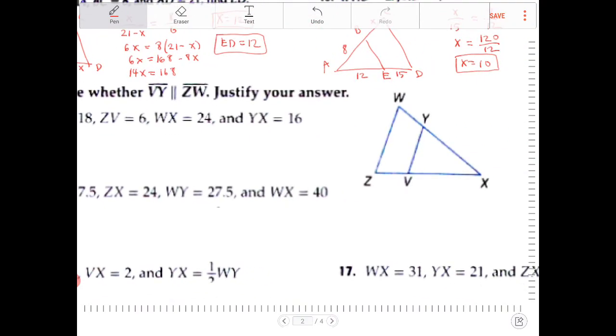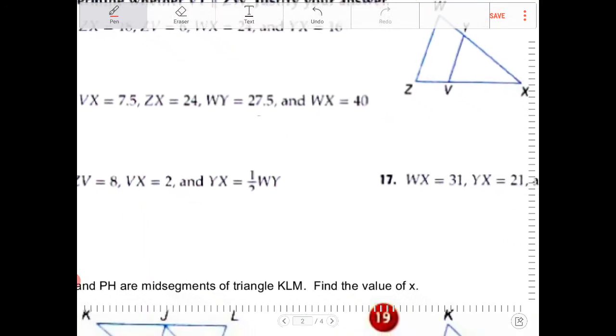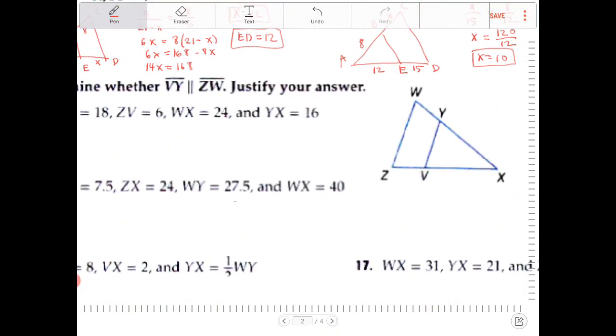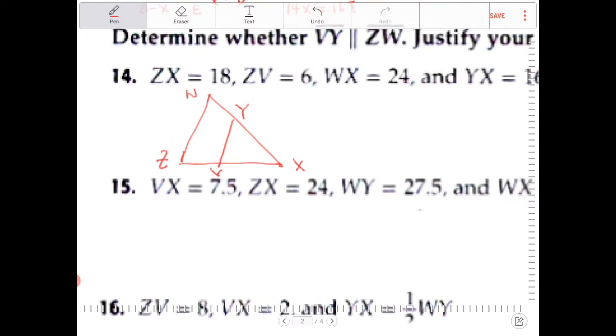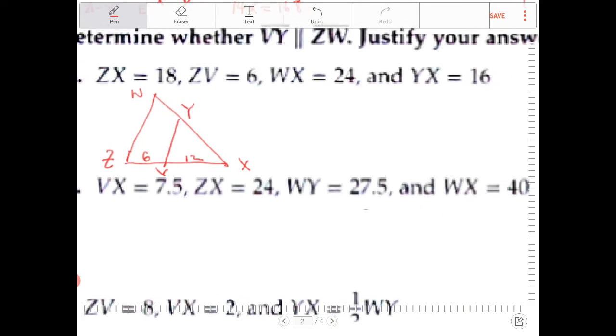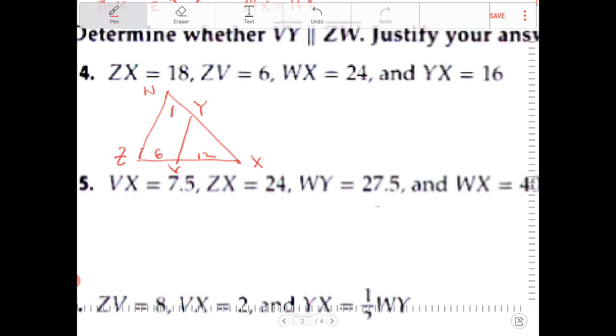Zx is equal to 18. Oh, and I'm going to apply this for the next couple of problems here. So let me see, W, X, Y, Z, and V. Okay, so Zx is equal to 18, Zv is equal to 6, so therefore Vx must equal 12. Wx is equal to 24, and Yx is equal to 16. So if that's 16, therefore Yx must equal 8.